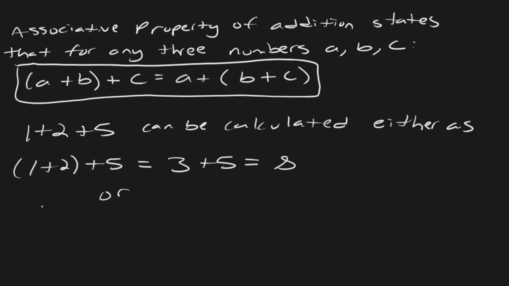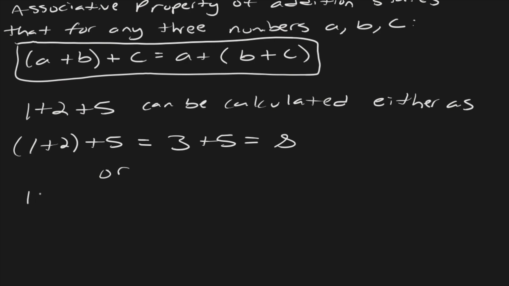Or it can be calculated as 1 plus, now we're going to add them a little bit differently, 2 plus 5. So now we're taking those two and bringing them down here. Will they equal the same thing? Let's find out. We bring 1 over, and then we add the 2 and the 5 together, which is equal to 7. And we know that 7 plus 1 is equal to 8.